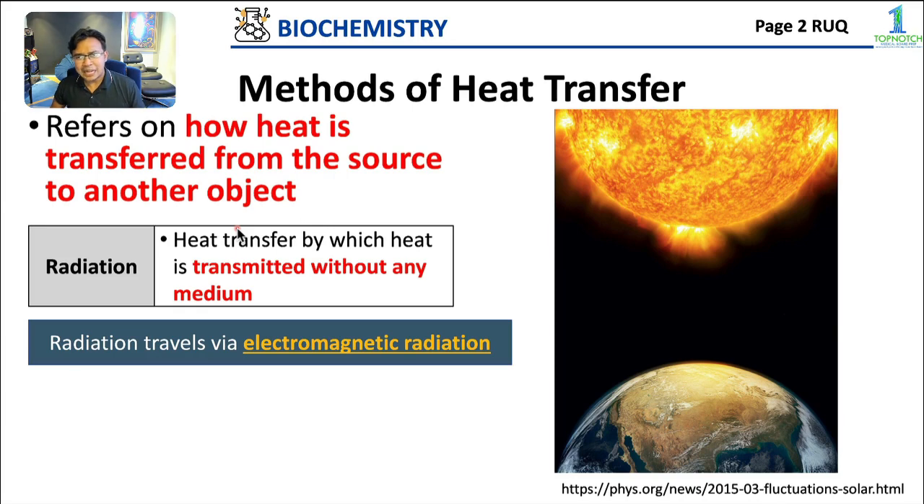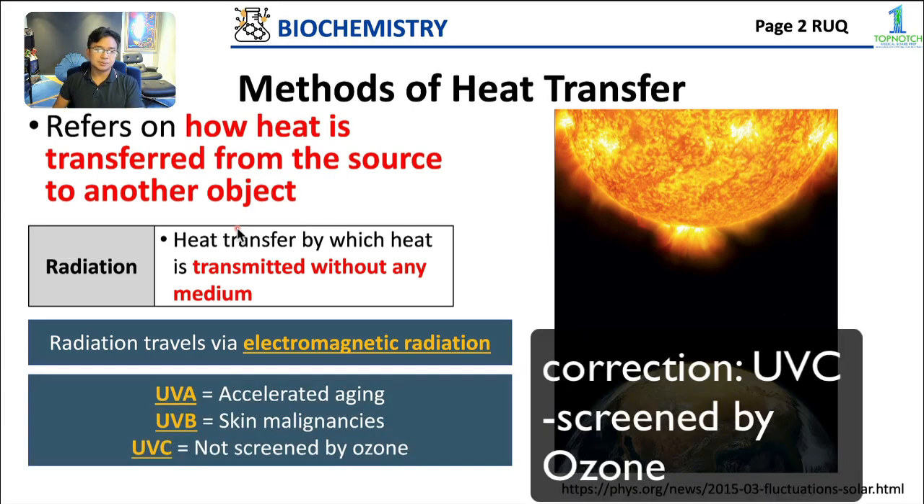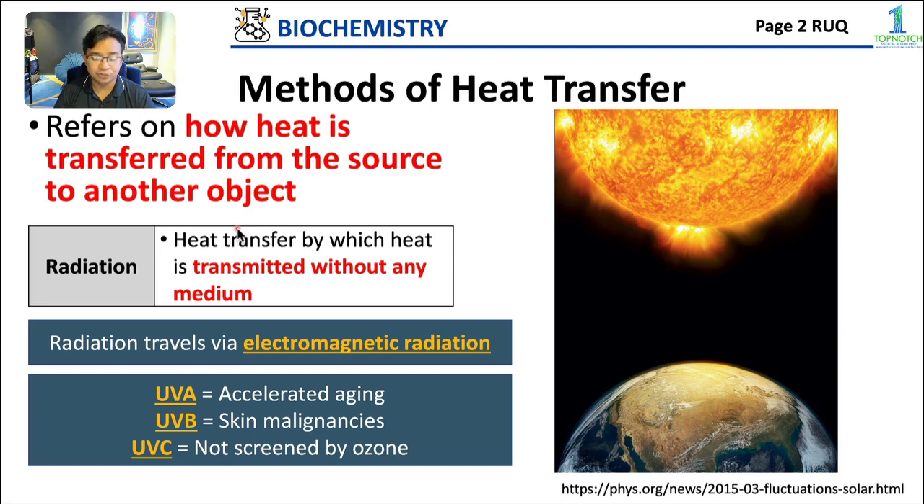Now, in the spectrum of light, there is what we call ultraviolet, UVA, B, and C. Now, UVA can actually accelerate aging of the skin. UVB is very associated with skin malignancies. And UVC is the one not screened by the ozone layer. Okay, so those are the clinical aspects of ultraviolet radiation.